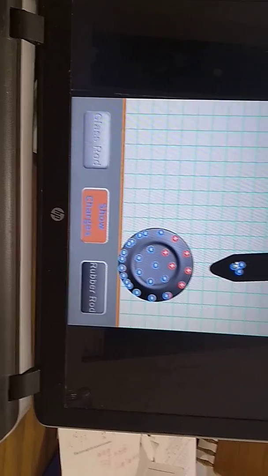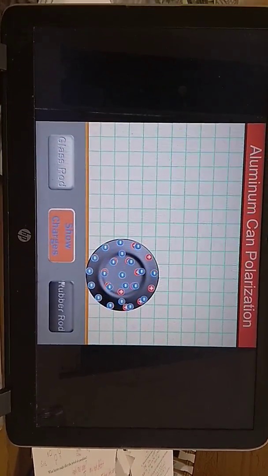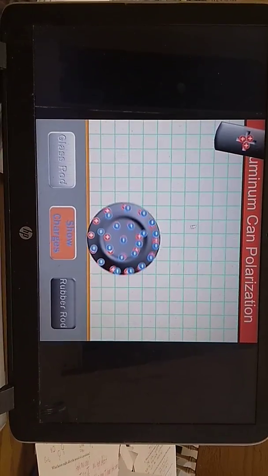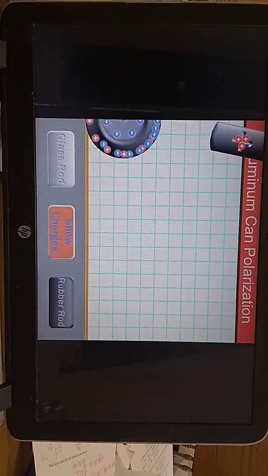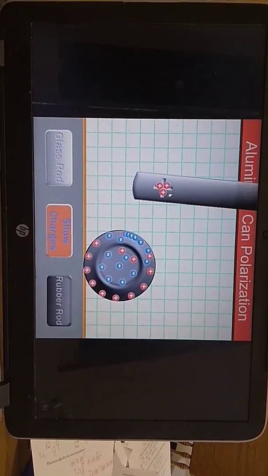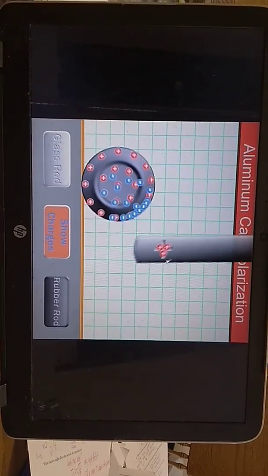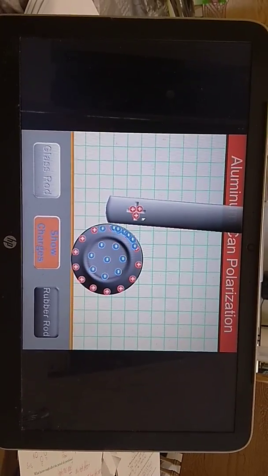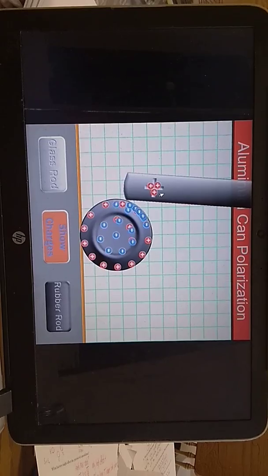Okay, if I take the rubber rod away, oh, there we go, and I put a glass rod on instead, the opposite happens. The glass rod is positively charged. The electrons are attracted to it, so they go towards the glass rod, and that makes the negative side of that aluminum can attracted to our glass rod, so it will move towards it.